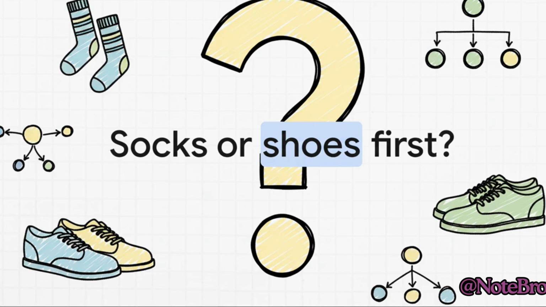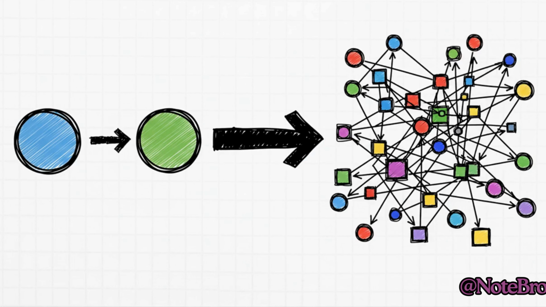It all starts with a question we don't even have to think about: socks or shoes first? The answer is just obvious, right? You can't put on your shoes until you've put on your socks. That simple choice is all based on a dependency. And believe it or not, that exact same simple logic is what lets us manage these unbelievably complex projects with thousands, even millions of interconnected steps.